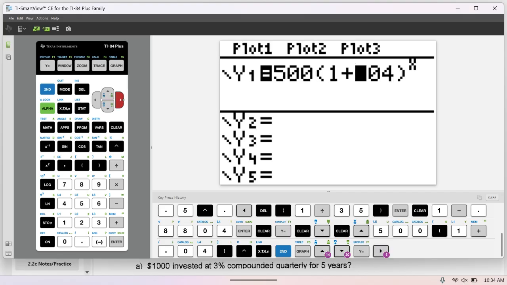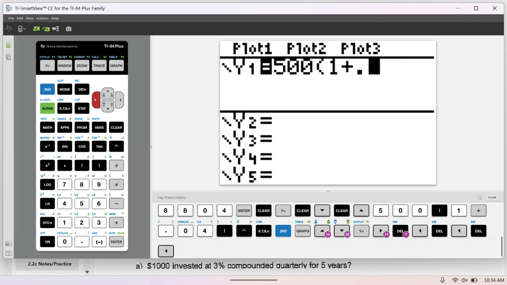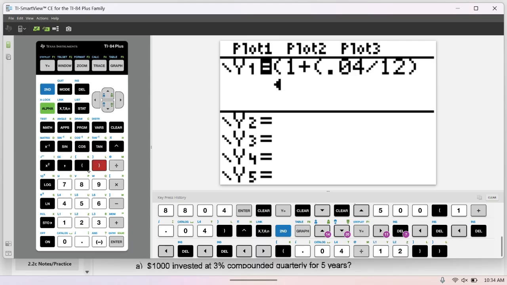So I'm just going to delete, delete, delete, delete, delete, delete, delete. All right. So I'm at this part. Now, whenever you put that fraction into your calculator, especially in your TI, you definitely need to put parentheses around the fraction. In Desmos, you don't have to worry about it. So this would be 0.04 divided by 12. It's just so that your calculator doesn't invoke PEMDAS on you.